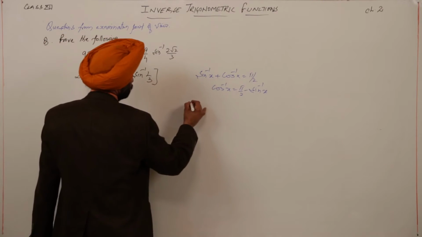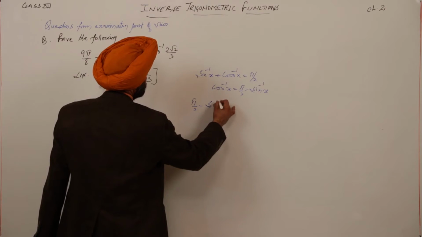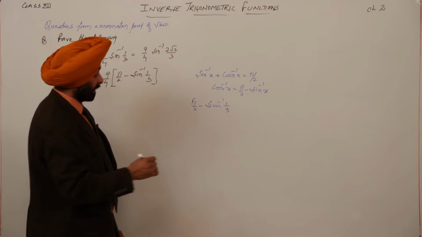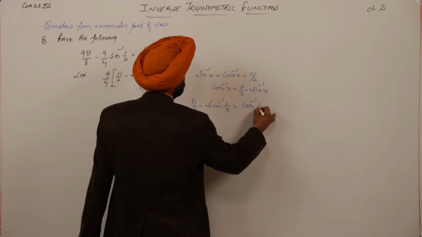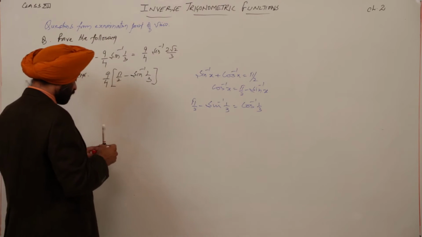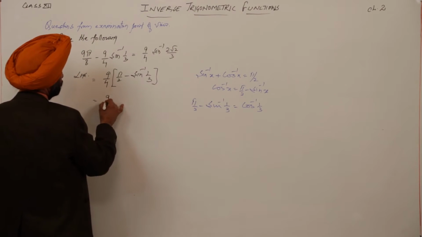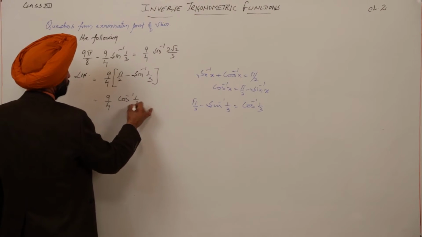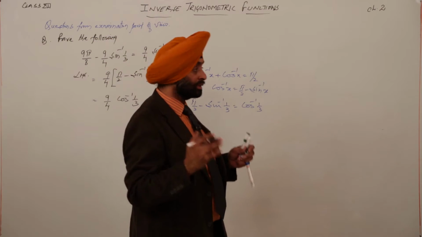Now pi by 2 minus sin inverse x, and x is 1 by 3. Pi by 2 minus sin inverse 1 by 3 becomes cos inverse 1 by 3. So we are going to write this question now as 9 by 4 cos inverse 1 by 3. Now let's convert cos inverse to sin inverse.